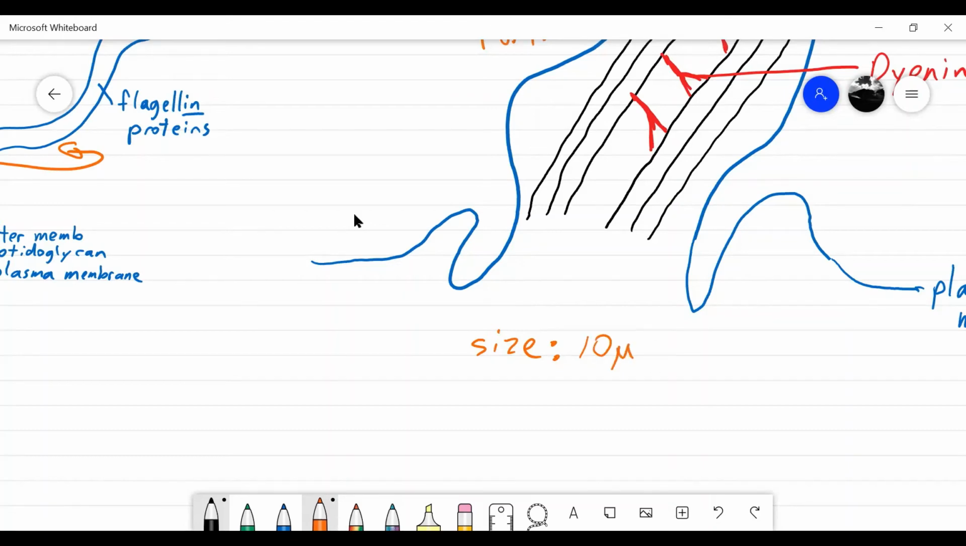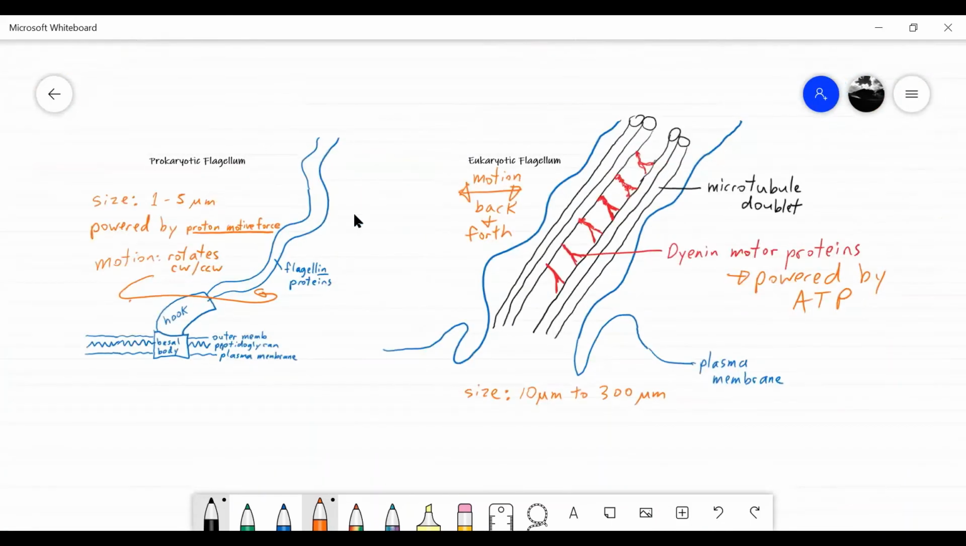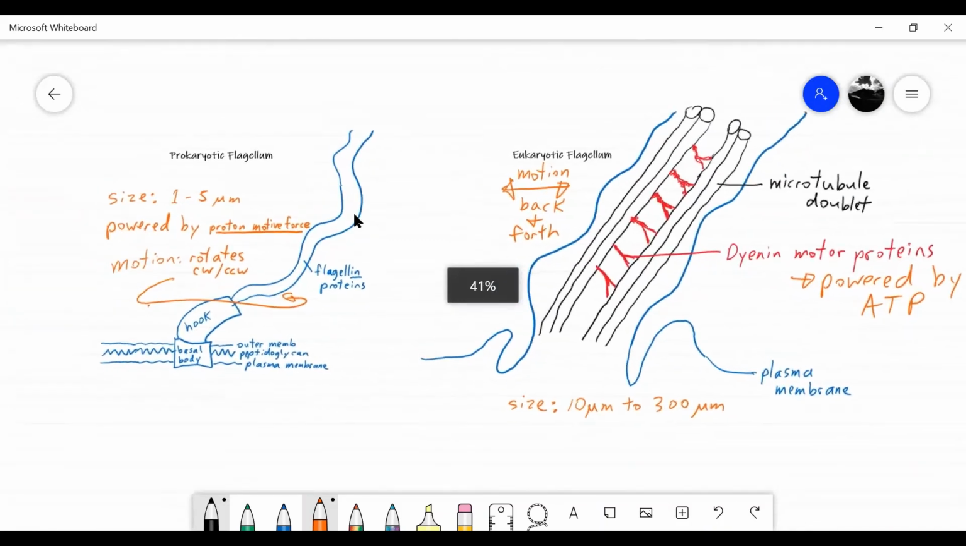Let's try that again: 10 micrometers to 300 micrometers. So some of these are massive. If a bacterial cell is maximum 3, 4, 5 micrometers, this is huge on some of these cells. It depends on the cell type in general. The euglena we're going to look at, I think its flagella are maybe 30 micrometers or something like that. So anyway, there are my 2 types of flagellum.